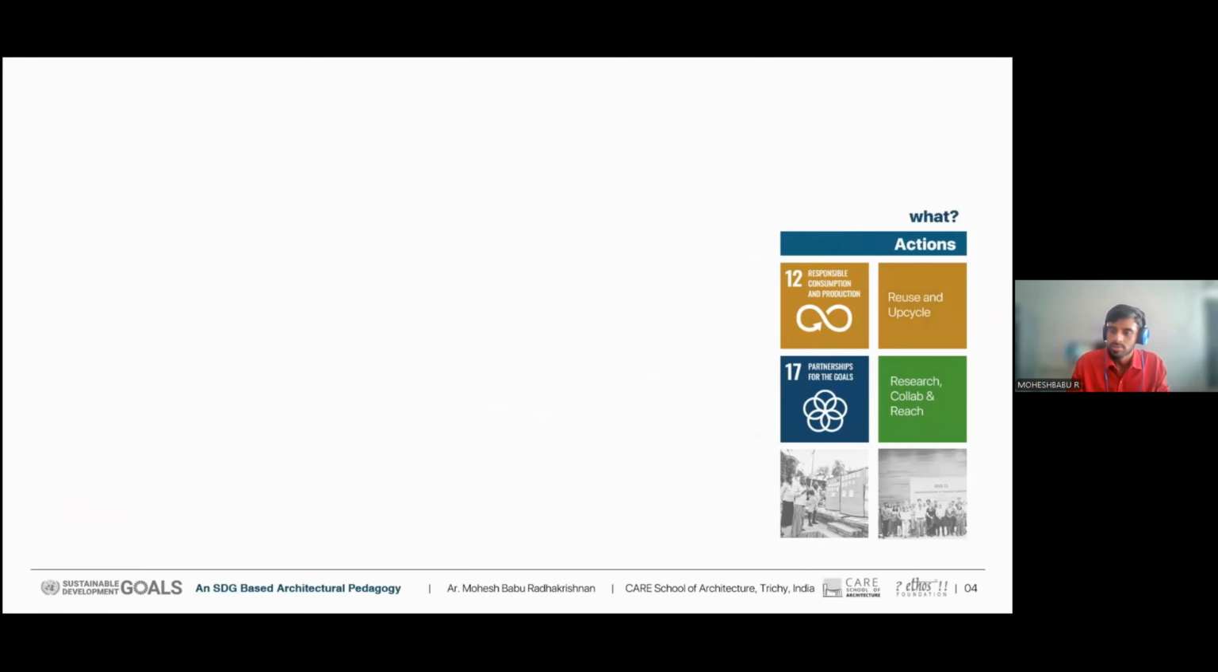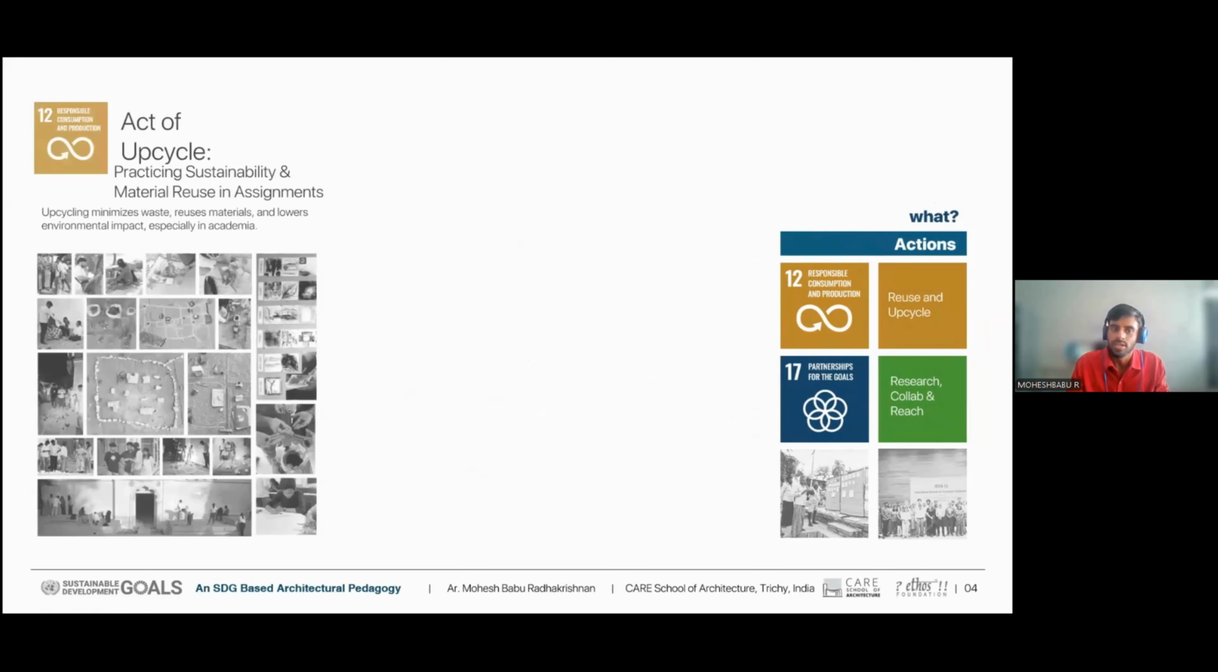Coming to the actions, the first act would be the act of upcycling. It is not about just recycling, but it's also about practicing sustainability and material reuse in assignments. And upcycling minimizes waste, reuses materials, and lowers environmental impact, especially in academia.